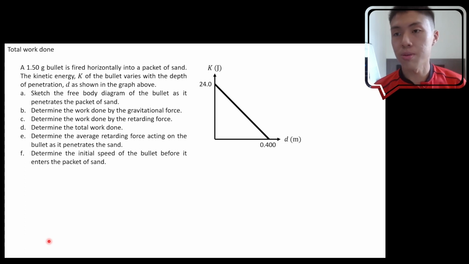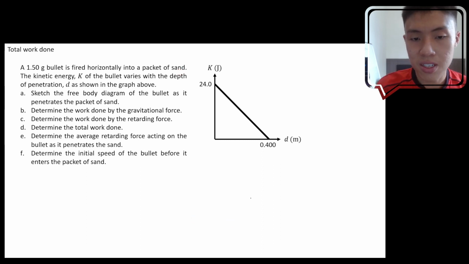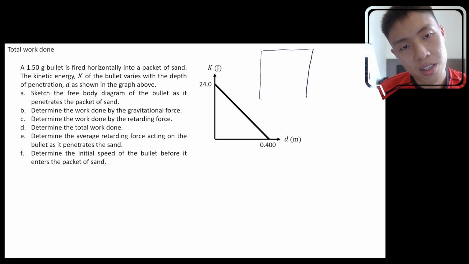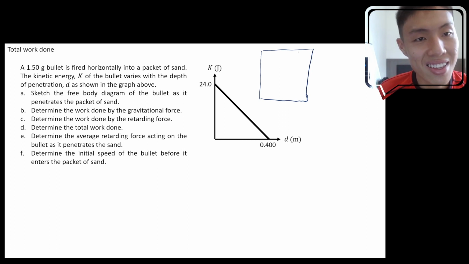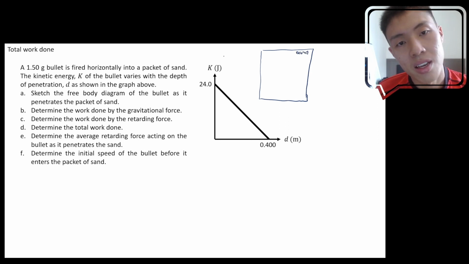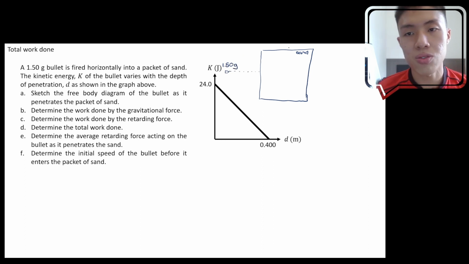Let's try to solve this problem here. A 1.50 gram bullet is fired horizontally into a packet of sand. Okay, let's probably try to sketch the situation first. A packet of sand, okay. So this is a packet of sand, and you are sending a bullet, which is 1.50 gram. You are sending this bullet horizontally into a packet of sand.